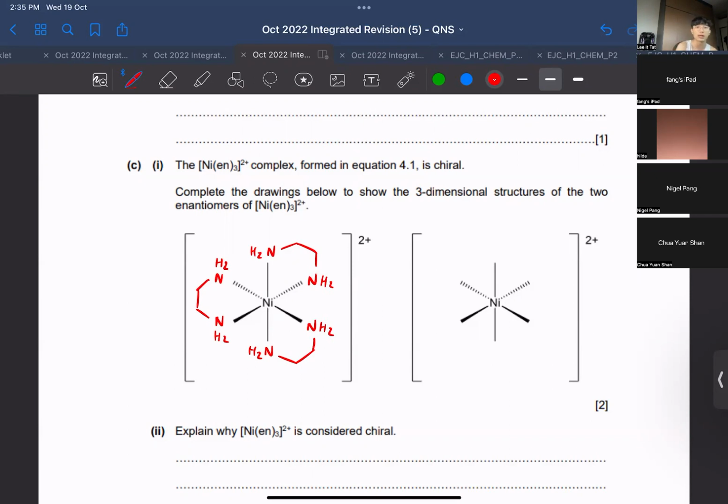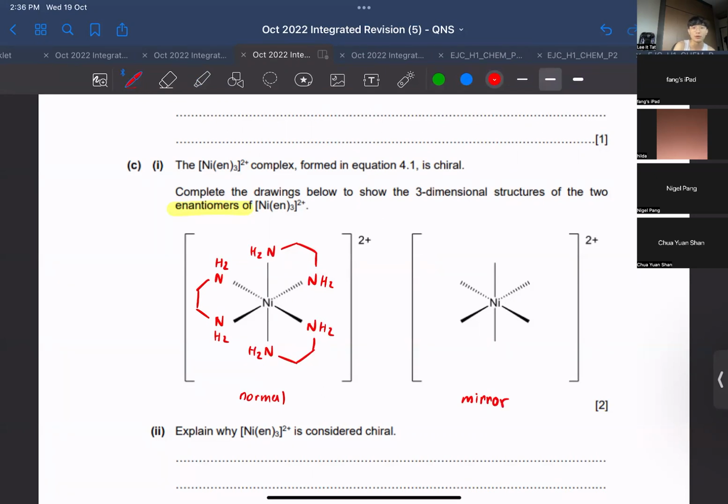Before I draw the second one, they did say that both of these structures are enantiomers. So if this is an enantiomer, we are basically asked to draw the normal image and its mirror image. In other words, the second structure has to be the mirror of the initial structure.